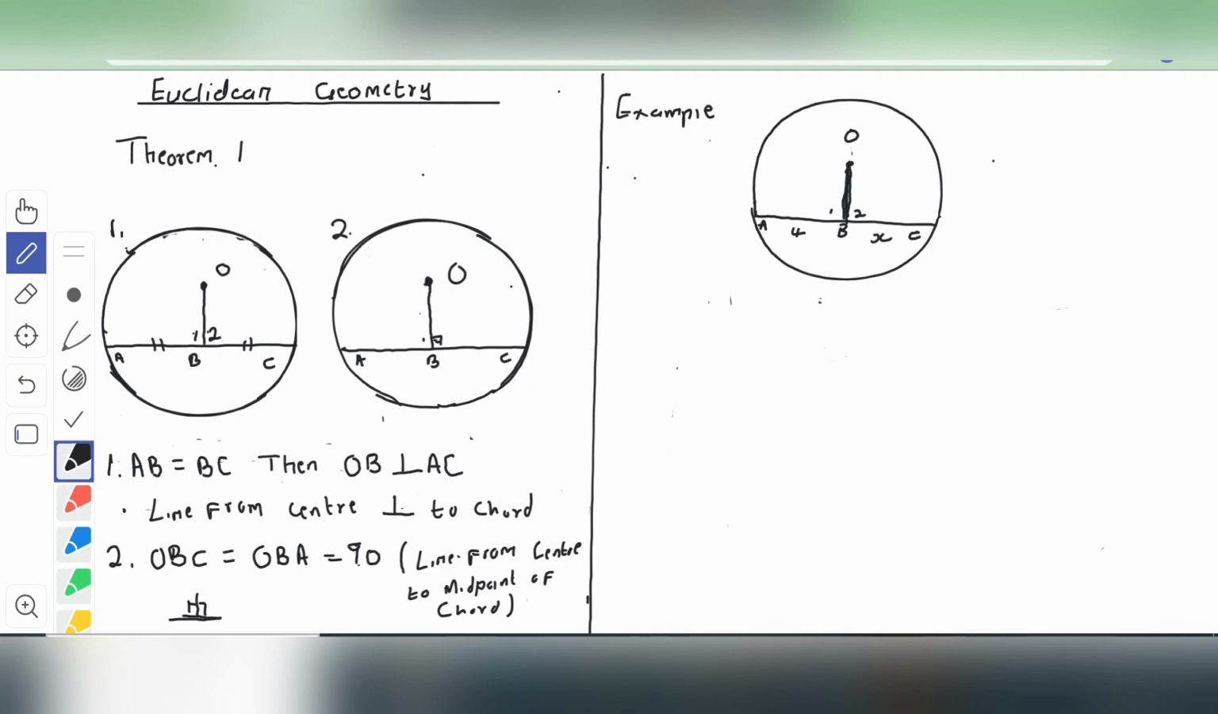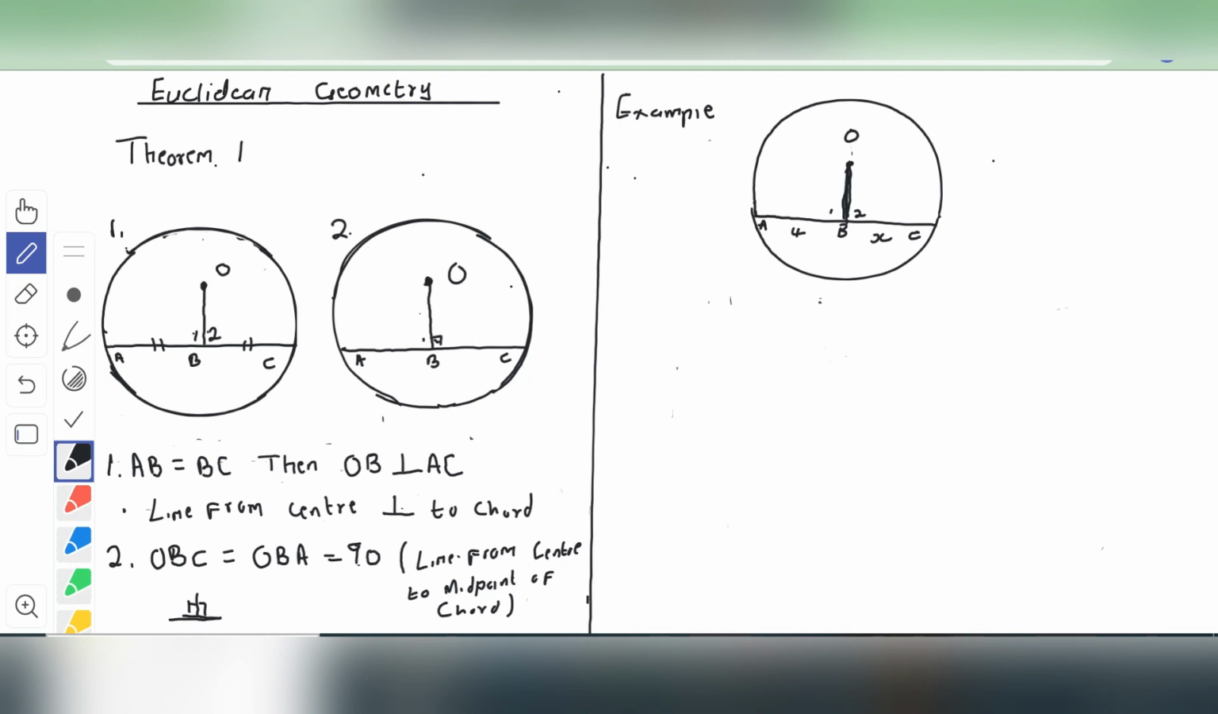And again, if you're given the angles that are both equal to 90 degrees, then automatically the line AP is going to be equal to the line PC, right? Because the line OP bisects the chord, which is line ABC. So it divides that chord into two equal lengths, right?